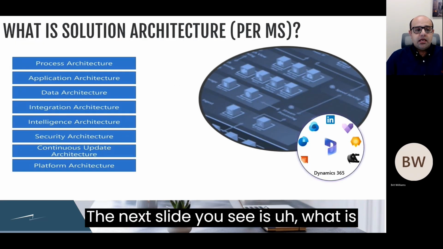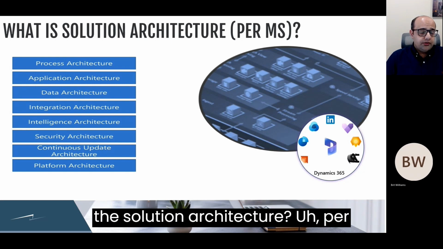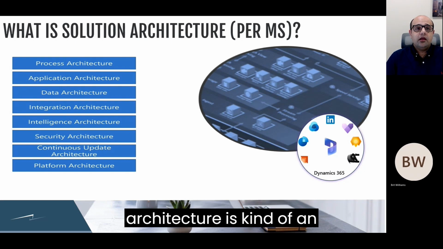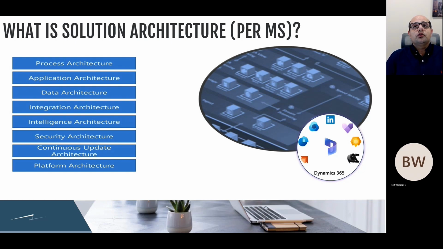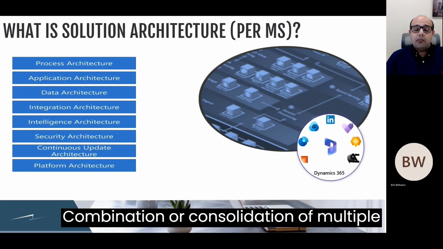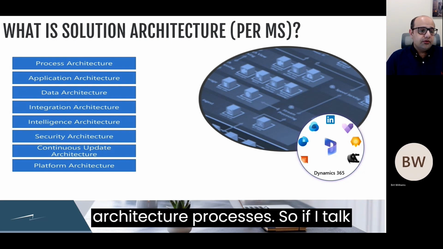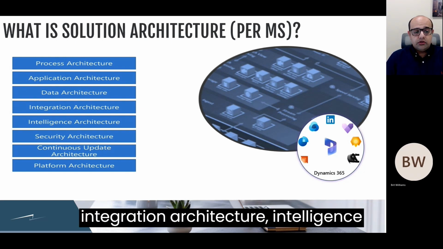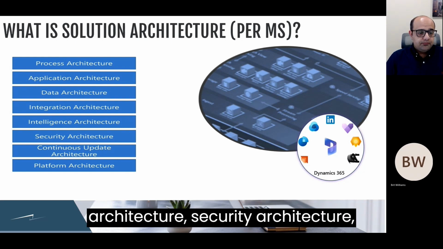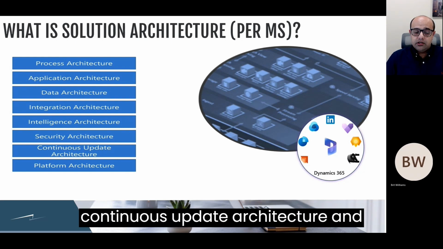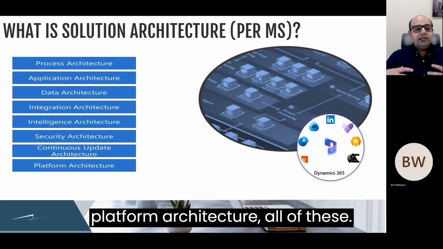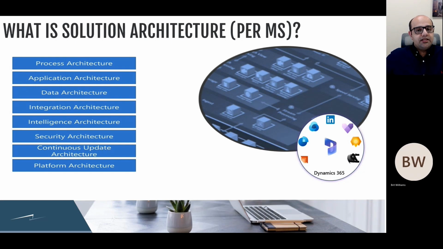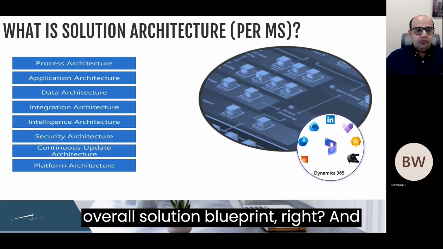The next slide you see is what a solution architecture is per Microsoft. A solution architecture is an overall accumulation or consolidation of multiple architecture processes. So if I talk about process architecture, application architecture, data architecture, integration architecture, intelligence architecture, security architecture, continuous update architecture, and platform architecture, all of these architecture processes work together to form an overall solution blueprint, right?